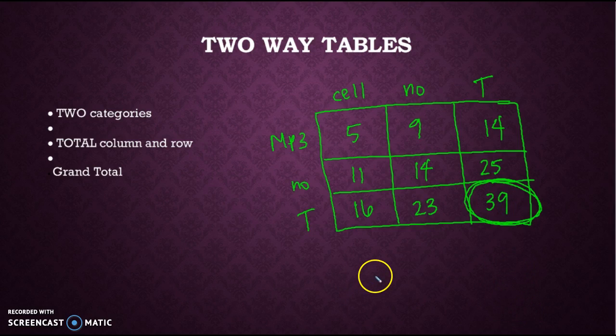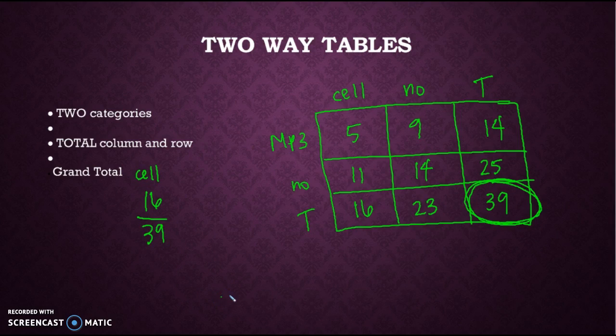Then you have to answer questions about it. Right? So remember, you find probability is what you want over the total. So the probability that someone has a cell phone is going to be the 16 total people with a cell phone over the 39 total people in the survey. Right? So that's the probability that they have a cell phone.